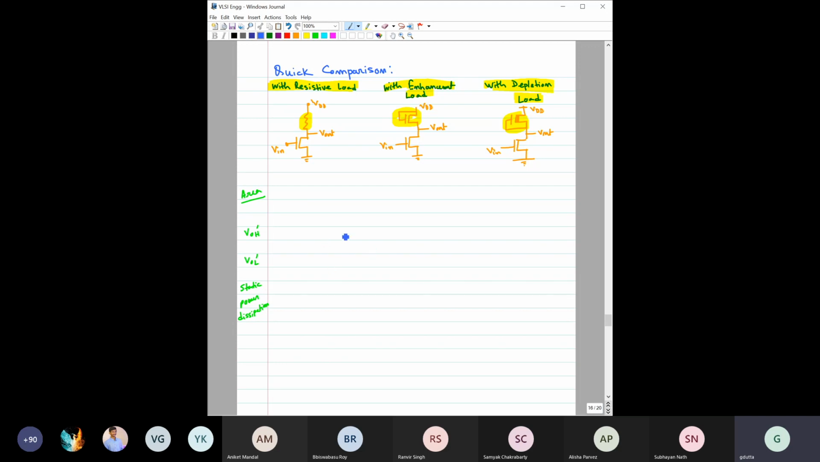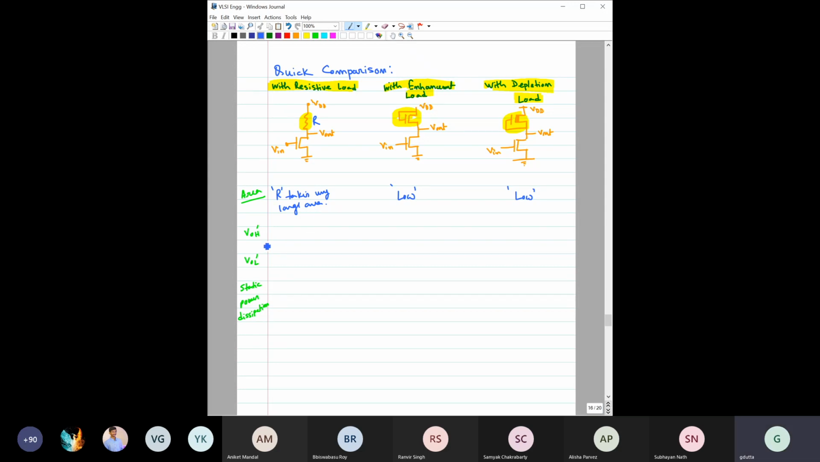What about area? As you know, the resistive load needs a resistance, which takes a very large area. What about the enhancement load? The area requirement is low. For depletion mode, again it is only a transistor, so the area requirement is low.